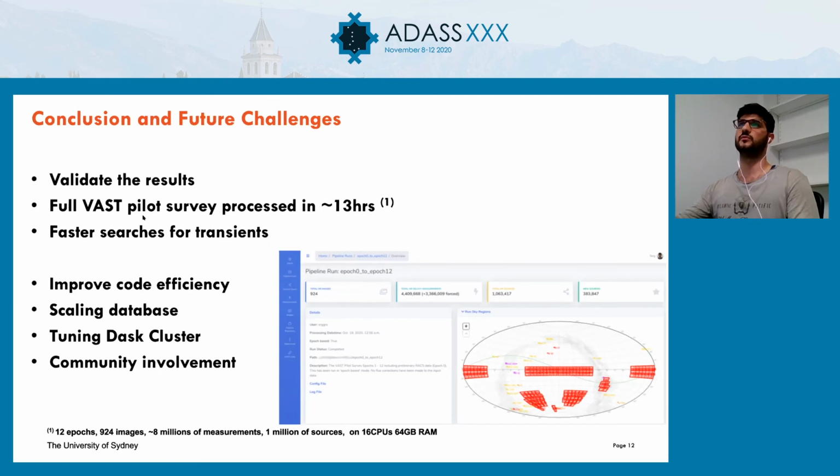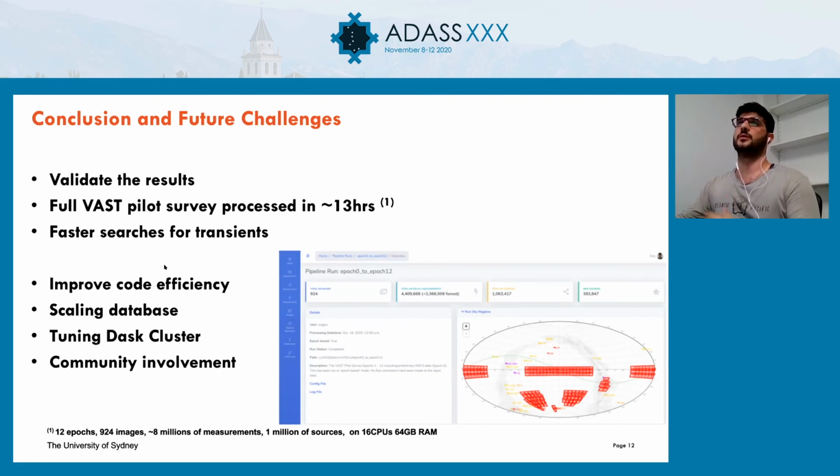We processed the full VAST pilot survey in around 13 hours. This is around 900 images and 8 million measurements, and they have been associated. This is from scratch, so this time includes uploading to the database, forced extraction, and I think we used the router. We just used all the functionality of the pipeline, and this is the spec of the machine.